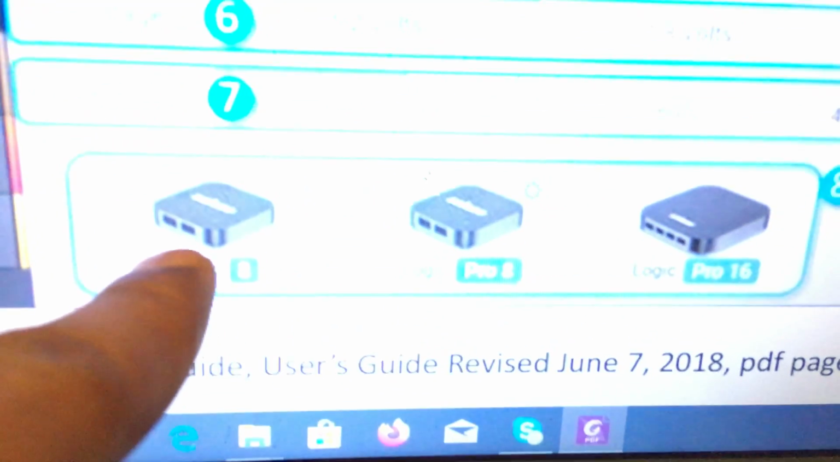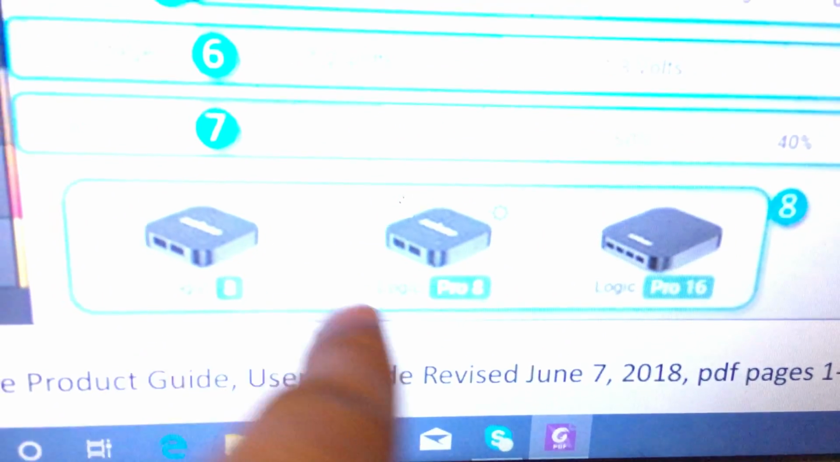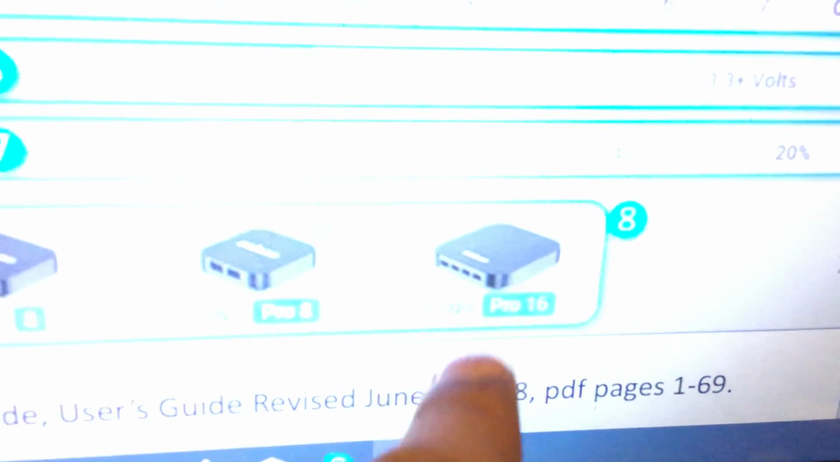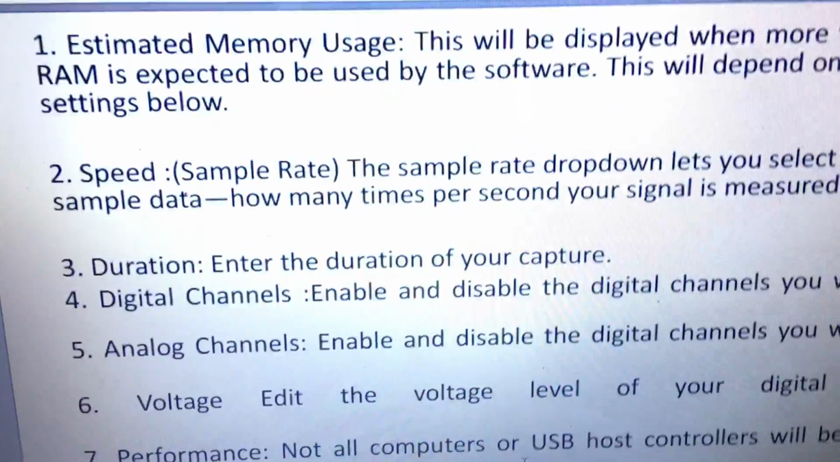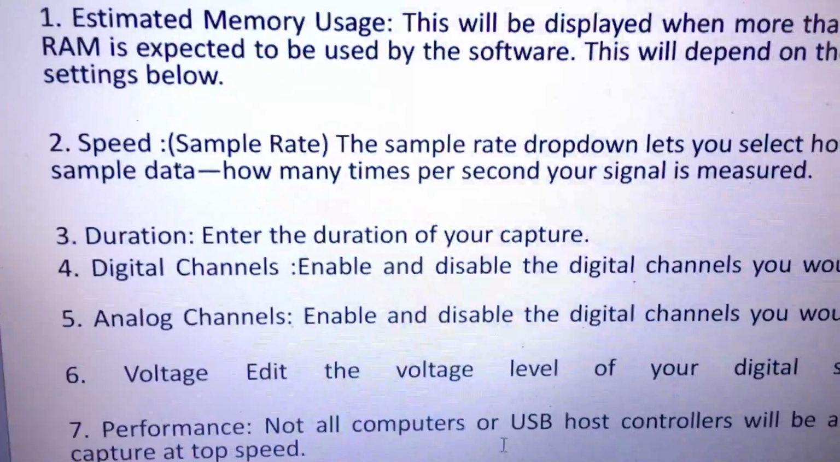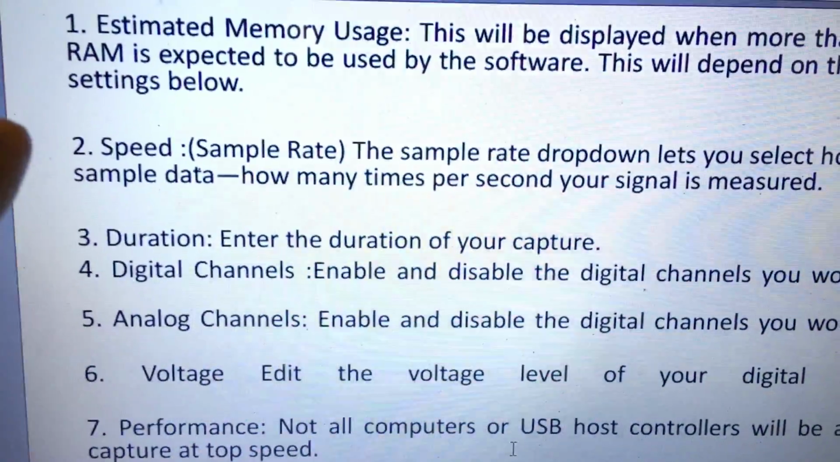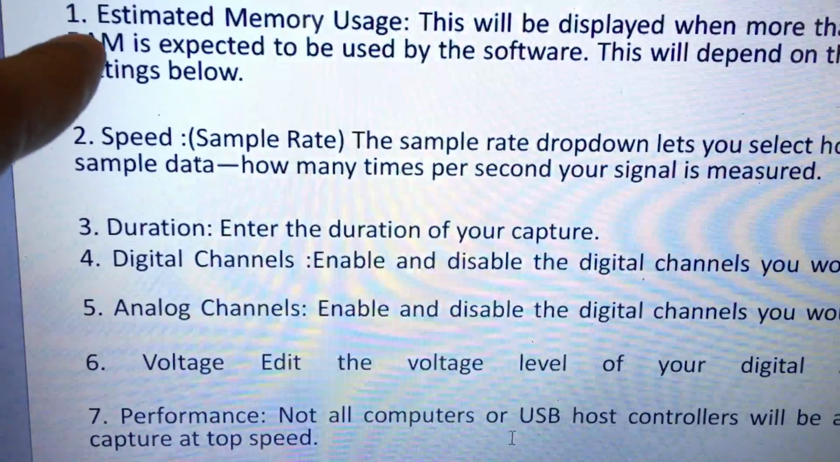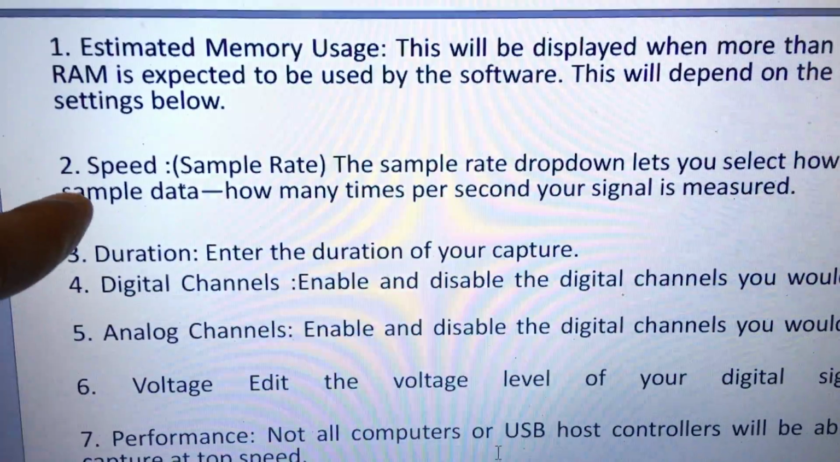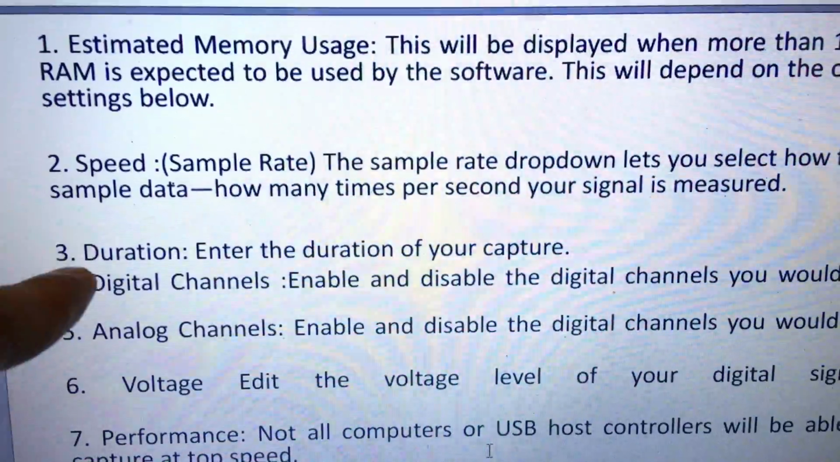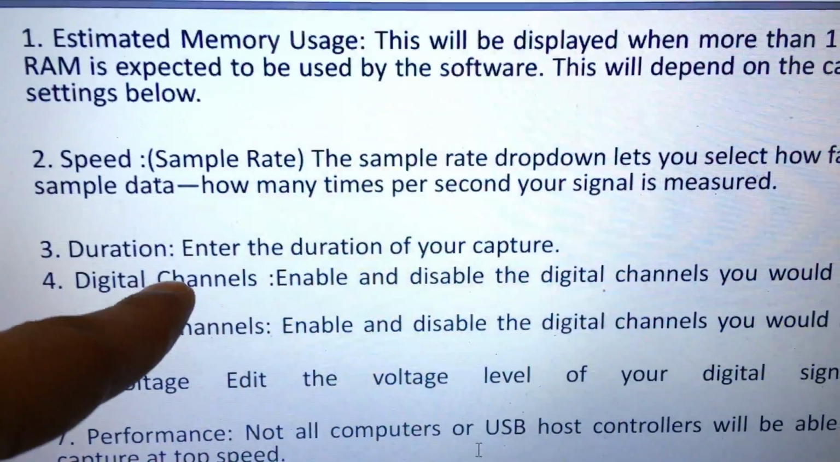Then these are the different modules present over here: Logic 8, Logic Pro 8 and Logic Pro 16, depending upon the number of inputs, number of probes. Now the elaboration of those particular points in the upper diagram are shown over here. So you will find that estimated memory usage will be displayed when more than 1 GB of RAM is expected to be used by the software. Then speeds, that is sampling rate. Duration, enter the duration of your capture data.